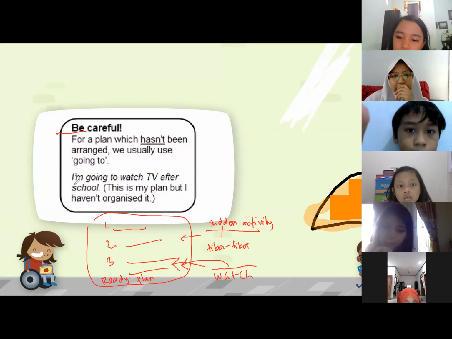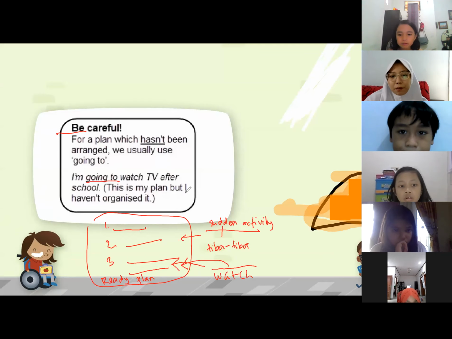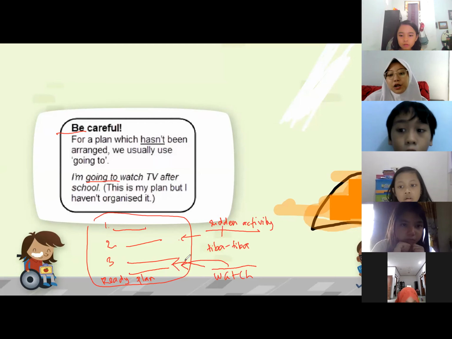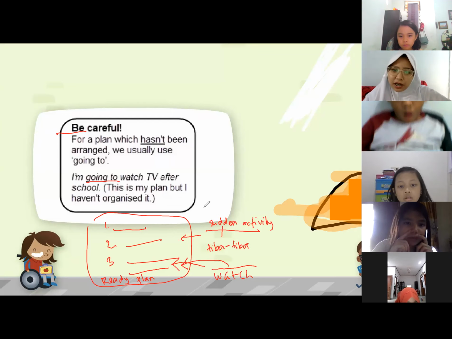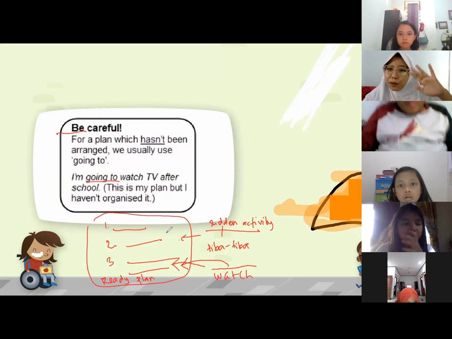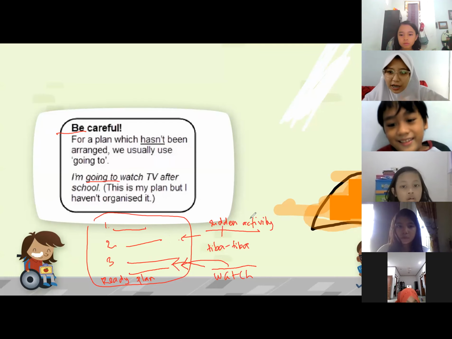So this is the example. I am going to watch TV after school. This is my plan, but I haven't organized it, like I said. You are ready, you really want to watch the TV, but you need to do your homework, for example, that's why you cannot watch the TV. That is the example, guys.